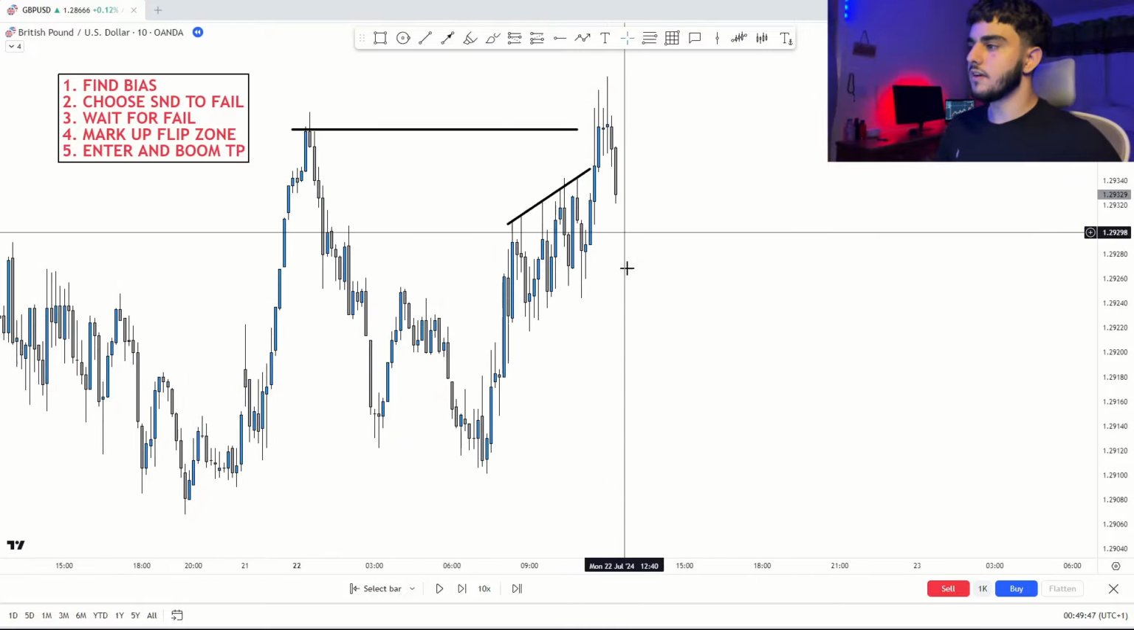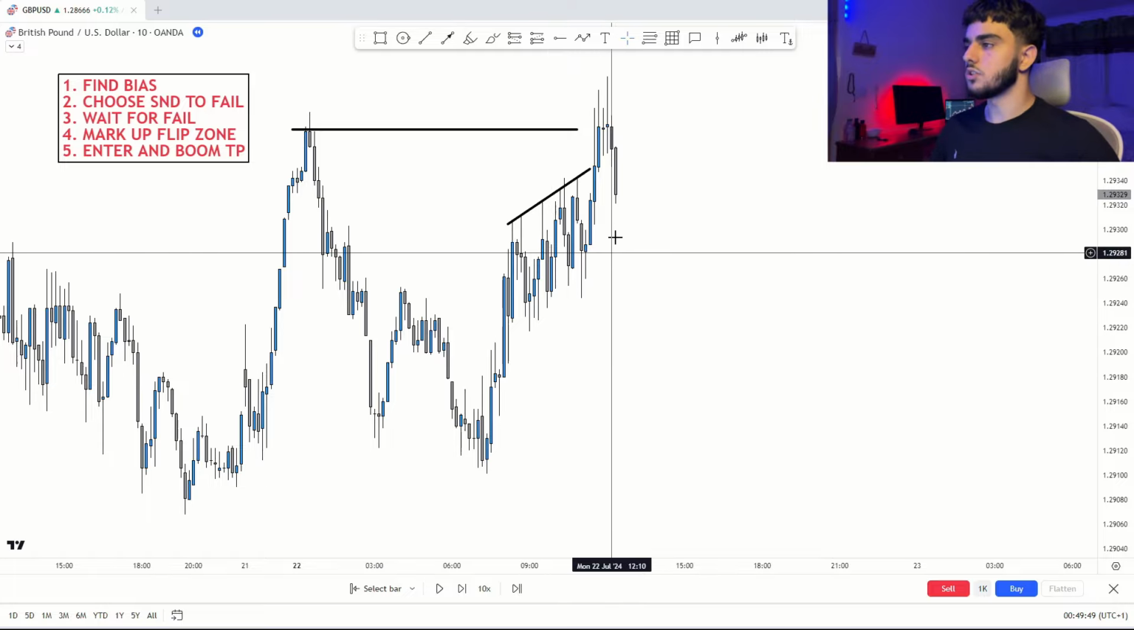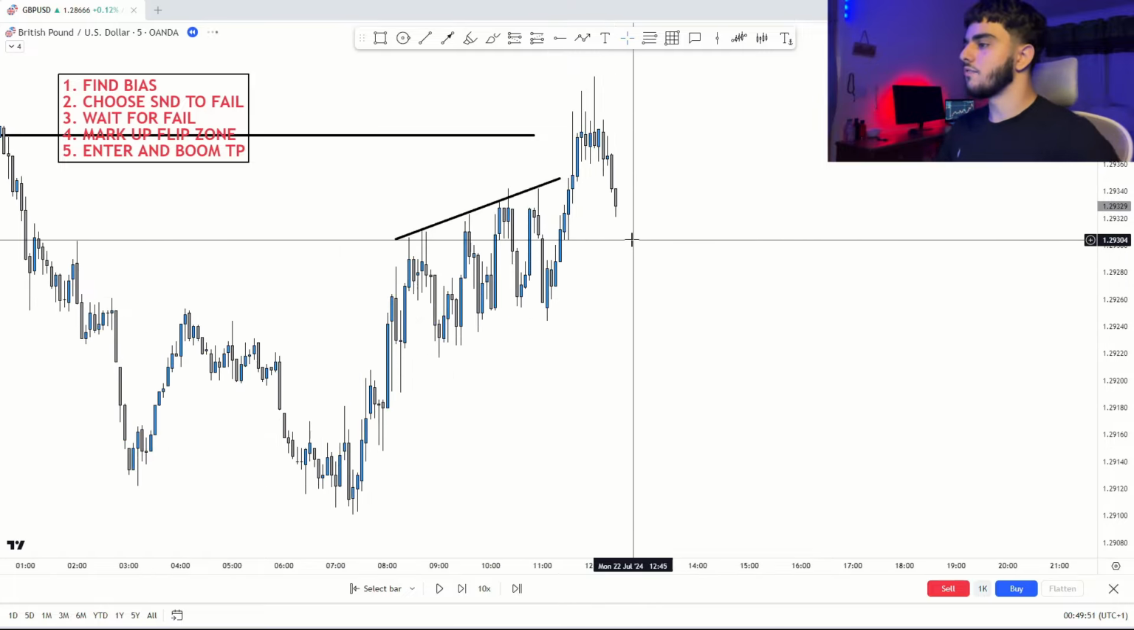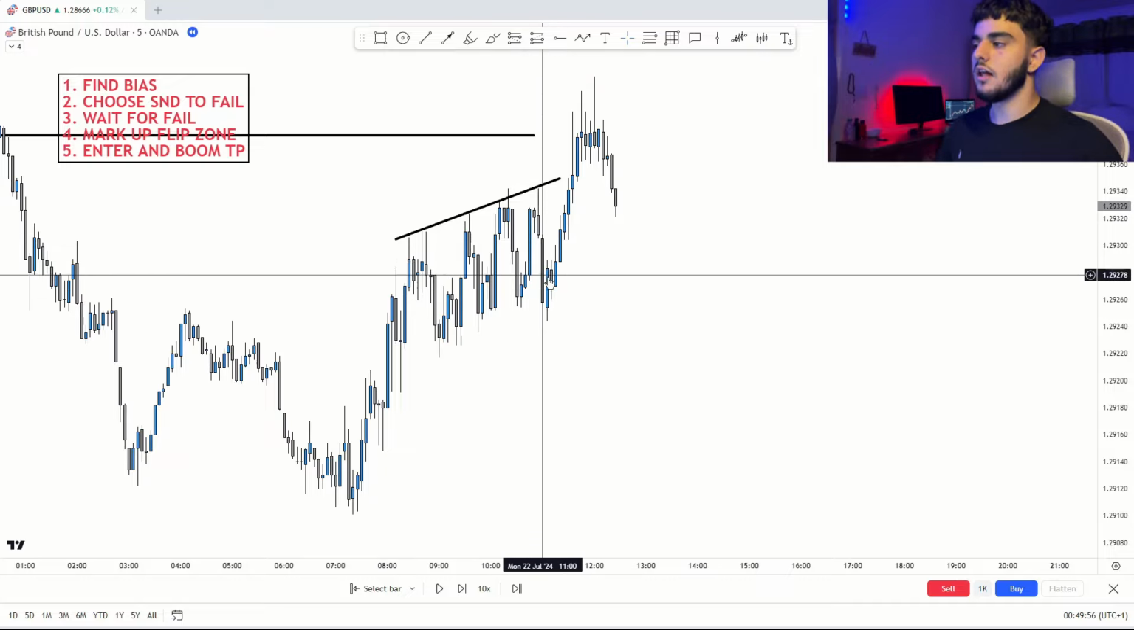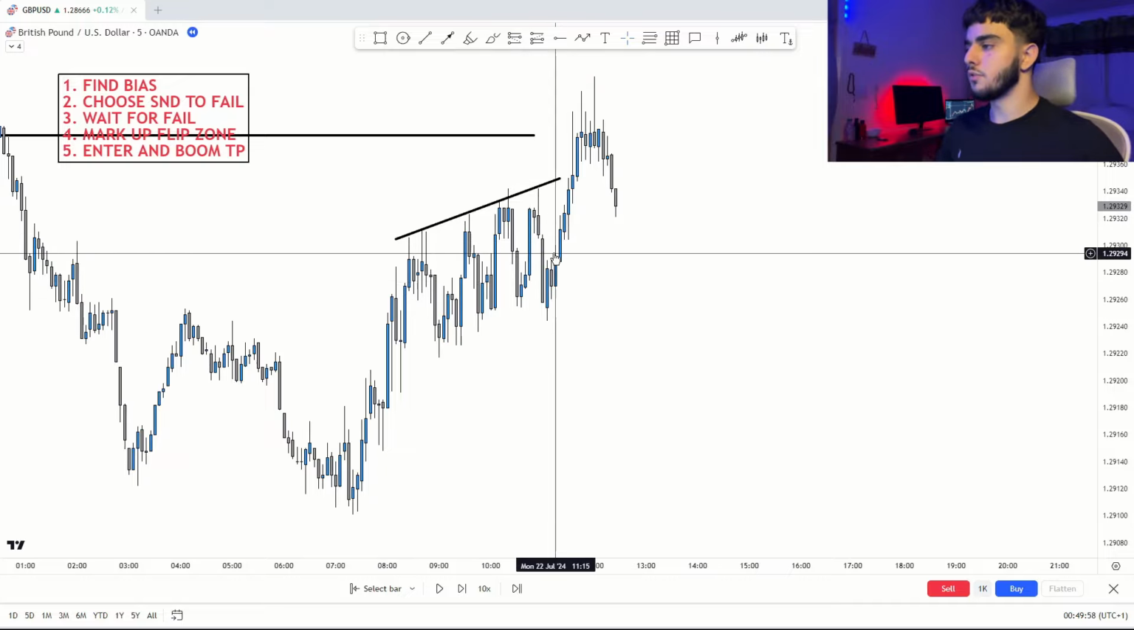I can't really see any valid demand zones which I want price to fail. So I just went down to the 5-minute time frame, and I can already see a zone over here which I want price to fail and to act as my confirmation for this trade. It's as simple as that.